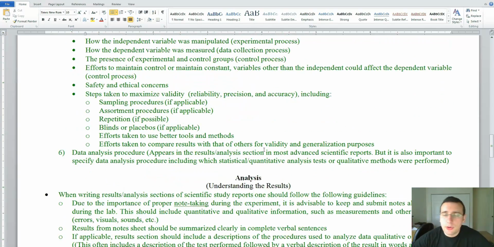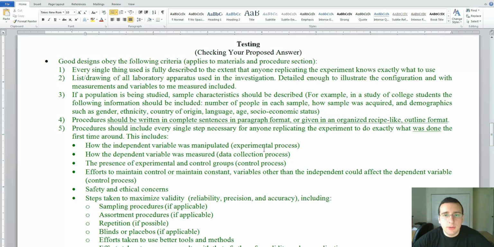In this video, we're going to be focusing on the testing part of the scientific method, the fourth step, where you actually attempt to disprove your hypothesis by doing an experiment or a correlation study. Whichever one you did, there are certain criteria that I'm looking for when you write up your lab report on what you've done. And this is what we're going to be talking about now.